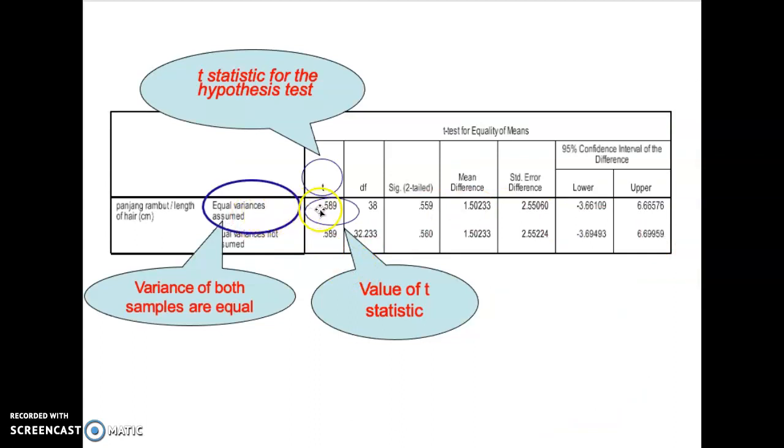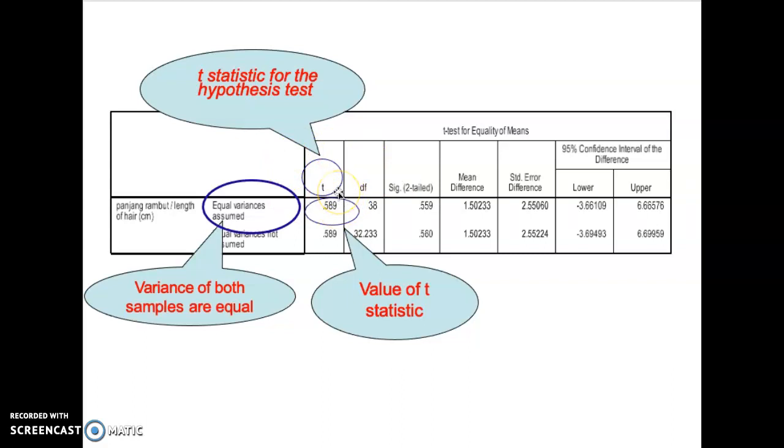So now, let's look at the t-test for equality of means. Again, you should look at the p-value. The p-value for the t-test is 0.559, which is greater than 0.05. If the p-value is less than 0.05, your conclusion is that you reject the null hypothesis. If it's more than 0.05, it means that you fail to reject the null hypothesis.